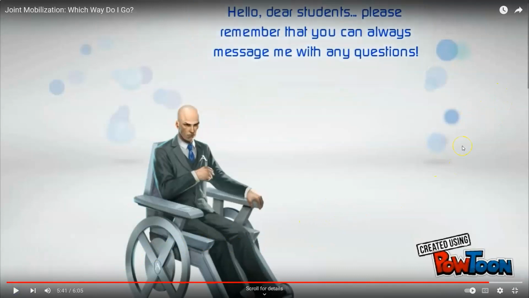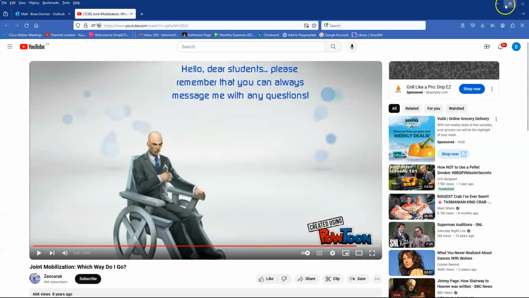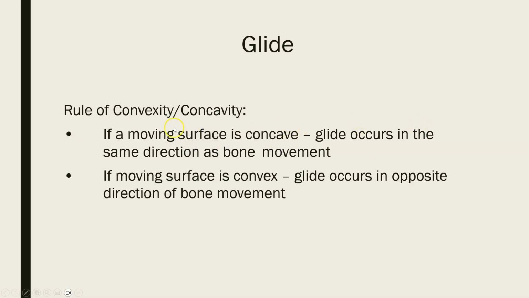Okay, so hopefully that helped a bit. Now, I did have some stuff on there in regards to joint mobilizations, which is something you don't know yet, and it will not be something you'll be taking for a couple semesters, but I'm just showing you that because of application as to why it works. What you need to know for the purposes of examination is this rule of convexity and concavity.